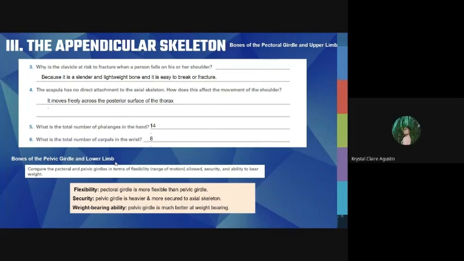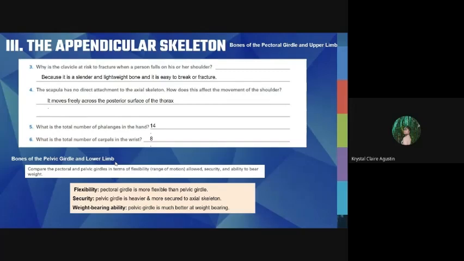So for the continuation of the appendicular skeleton, number 3: why is the clavicle at risk of fracture when a person falls on his or her shoulder? It is because it is a slender and lightweight bone, and it is easy to break or fracture.